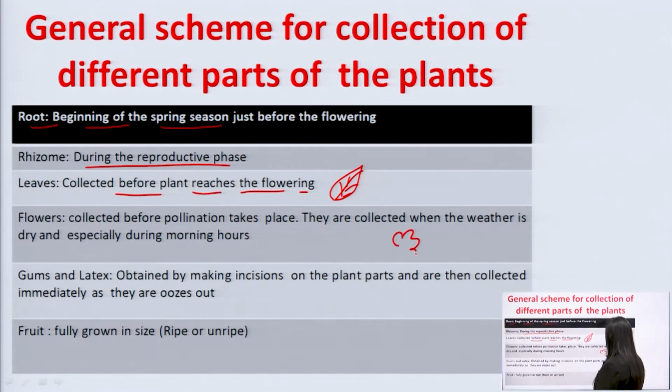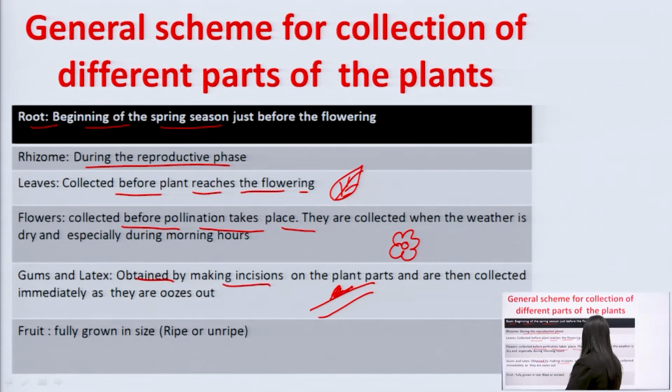Flowers are generally collected before pollination takes place. They are collected when the weather is dry and especially during the morning hours. Gums and latex generally ooze out from the stem, right? So, they are obtained by making an incision on the plant part and collected immediately as they ooze out.